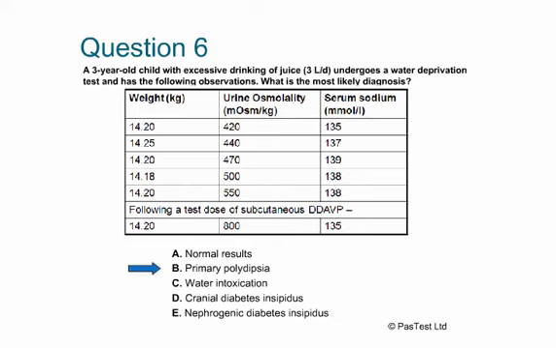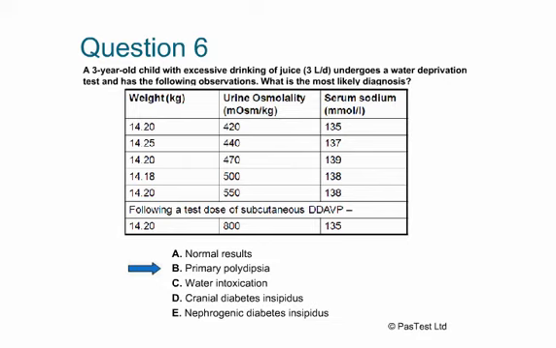As you will see, the weight does not change significantly. During the test, the urine osmolality is somewhat lower than expected. However, the serum sodium, and therefore the serum osmolality, is not abnormal. The child responds to a test dose of DDAVP rather well. Sometimes the difference between primary polydipsia and partial cranial DI is not very easy.